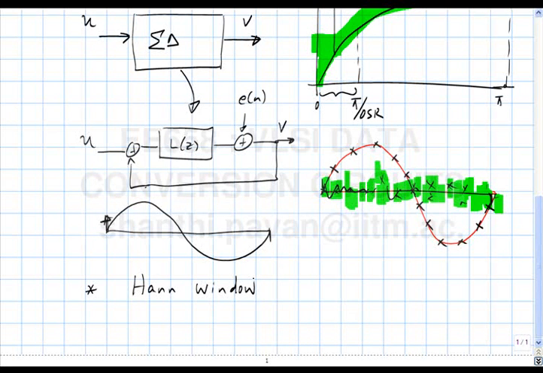So the Hann window is nothing but a raised cosine window, which looks like this. So you can see that the gain of the parts towards the end is 0 in comparison to the stuff at the middle. Alright. And what did we see with regard to the Hann window earlier on?